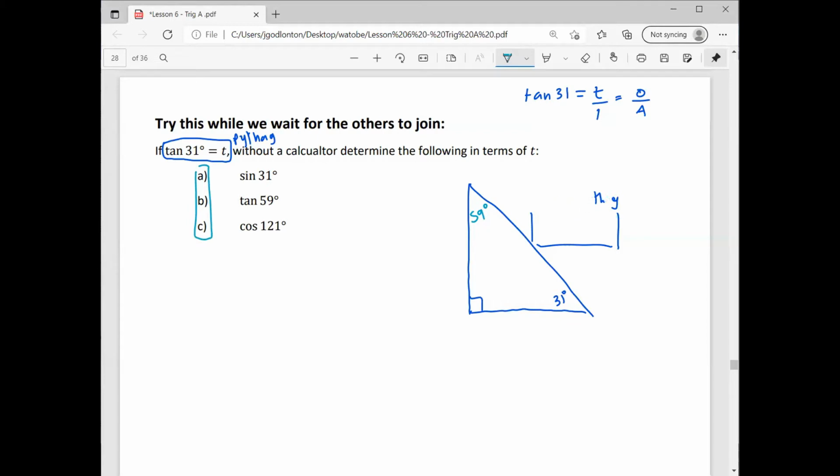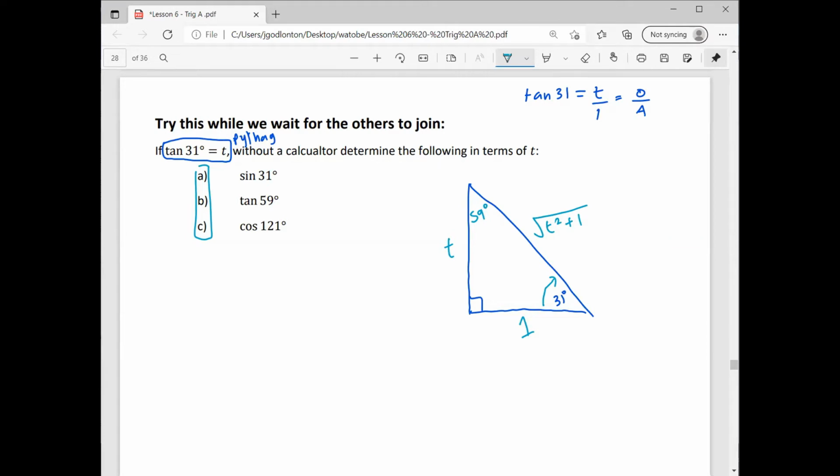I'm going to help you a little bit more by helping you fill in this triangle. If I know that tan 31 is t over 1 and that tan is opposite over adjacent, and that's my 31 degrees, my opposite is t, my adjacent is 1, and then I can use Pythagoras here to find that last side. Okay. From there, finding the answers for A, B, and C shouldn't be too tricky. Give them your best go.